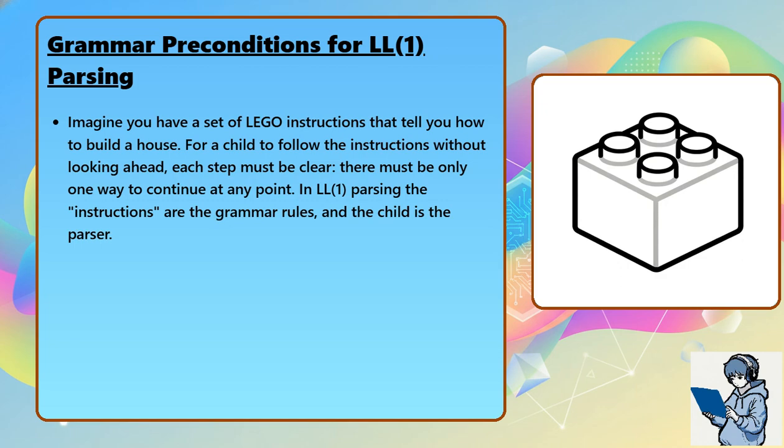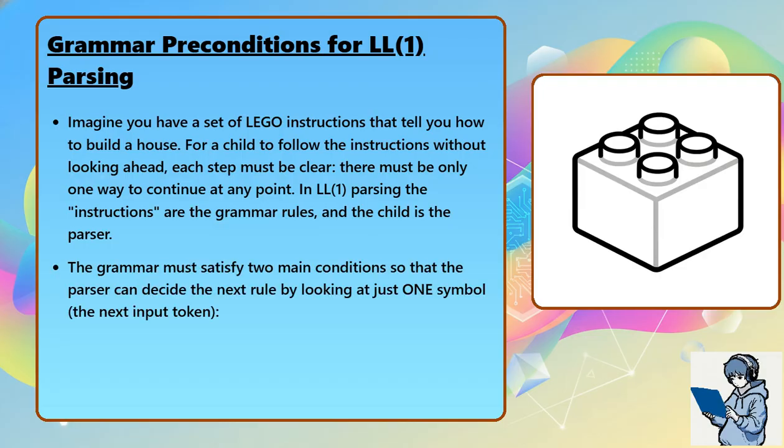Imagine you have a set of LEGO instructions that tell you how to build a house. For a child to follow the instructions without looking ahead, each step must be clear. There must be only one way to continue at any point. In LL1 parsing, the instructions are the grammar rules, and the child is the parser. The grammar must satisfy two main conditions so that the parser can decide the next rule by looking at just one symbol, the next input token.